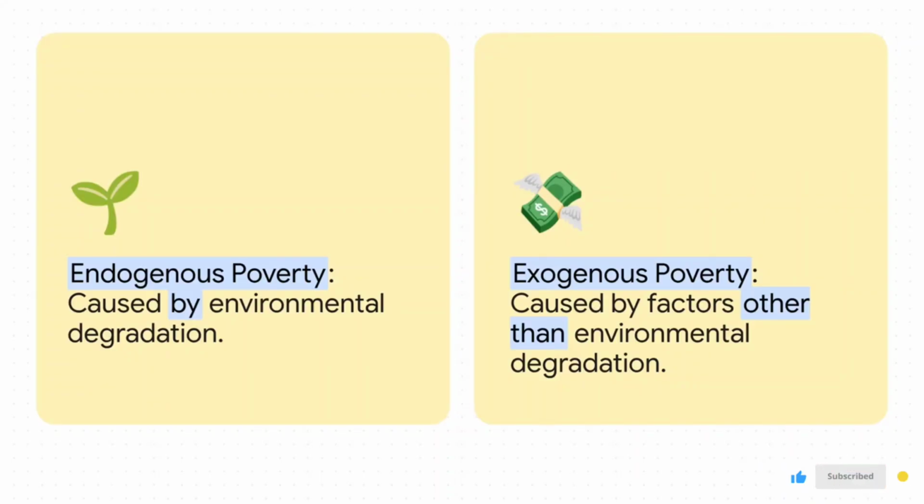Now, for a distinction that is just perfect for a short answer question on your exam, you've got endogenous poverty and exogenous poverty. Endogenous poverty is poverty caused by the environment getting worse. Imagine a farmer whose land just won't grow crops anymore. Exogenous poverty, that's caused by other stuff, like not being able to get to a market. A simple way to remember it: endo starts with E, just like environment.